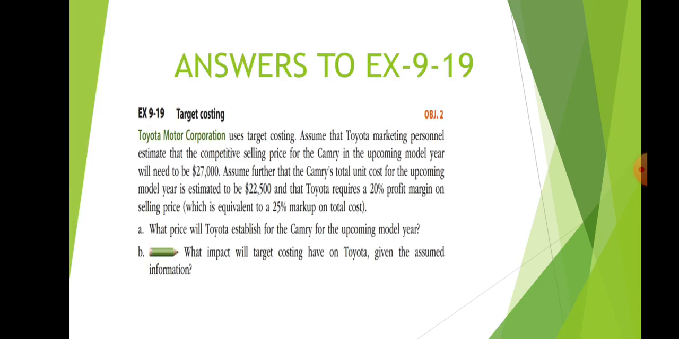The second exercise would be exercise 9-19, which is the target costing. So the target costing.